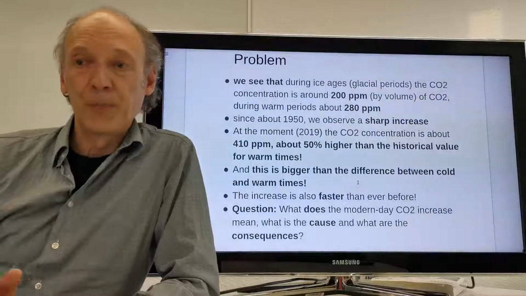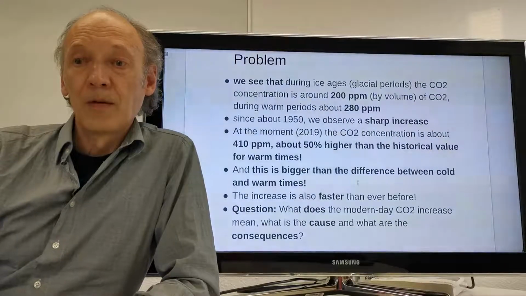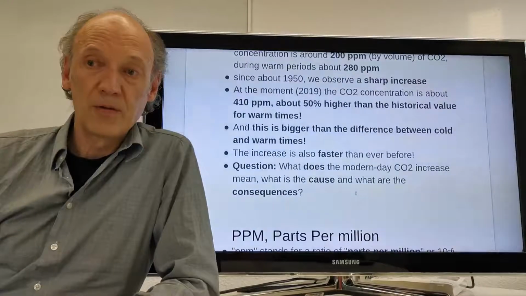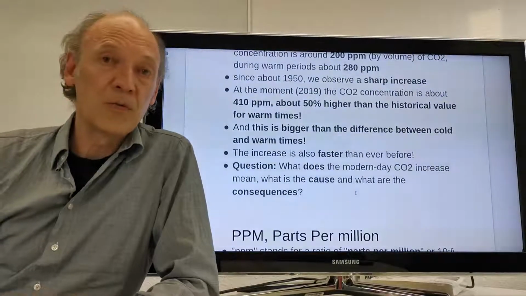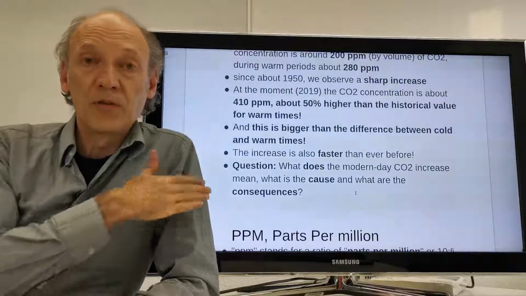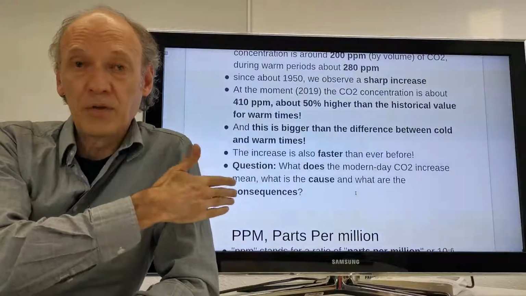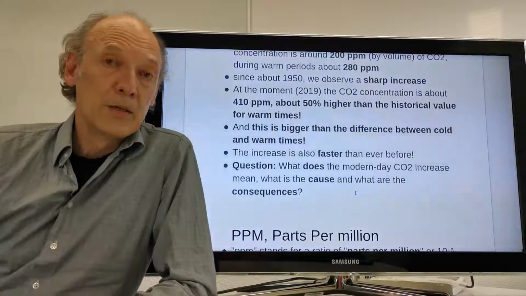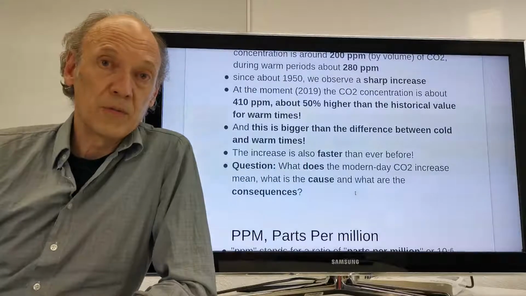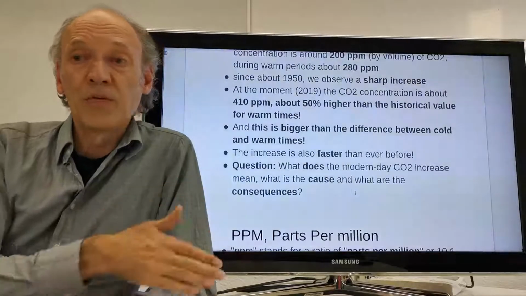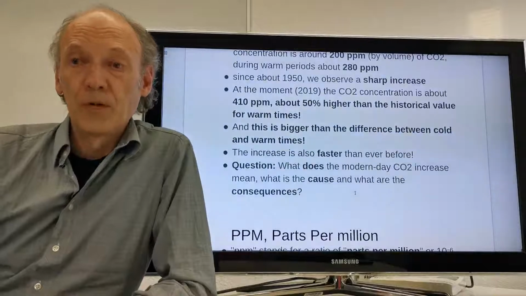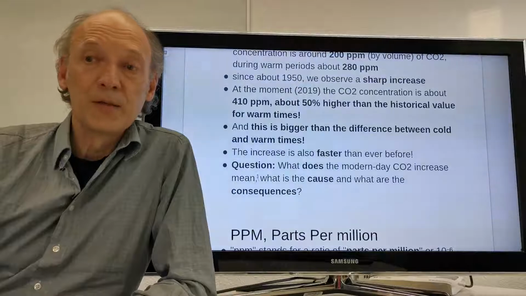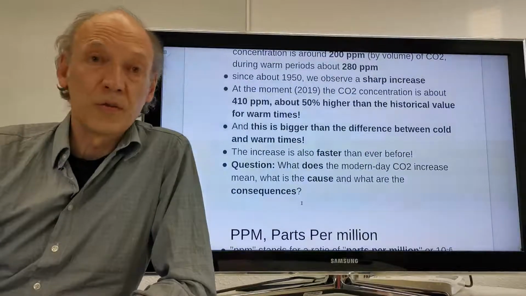Very unusual. The increase that we observe is almost like a jump. This increase is faster than ever before. As we can see in the plot of the past 800,000 years, there's no increase as steep as the one we observe today. And even if you look at charts which go further back, there was never such a fast increase. So the question is, what does the modern day CO2 increase mean? What is the cause and what are the consequences?